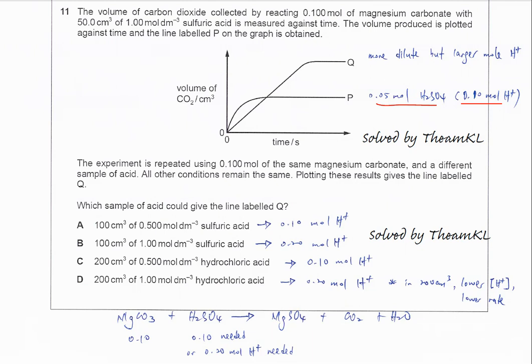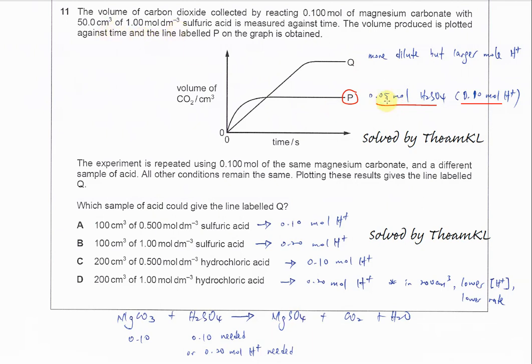This is the reaction between magnesium carbonate and the acid solution. So it started with P. P is used 0.05 mole of H2SO4. This is calculated from the MV over 1000. Okay, it is from the question.